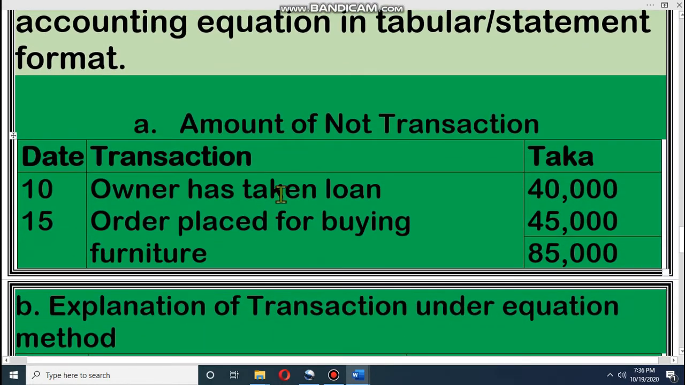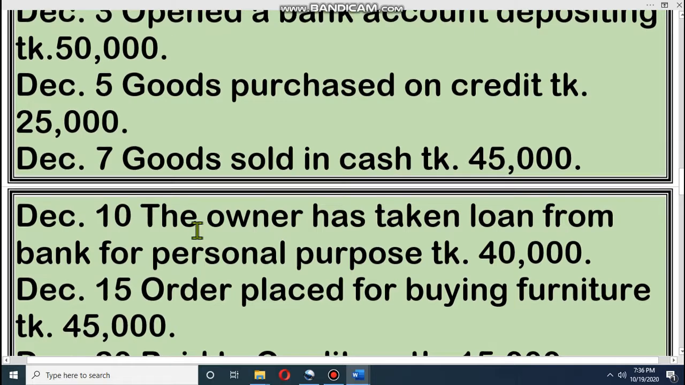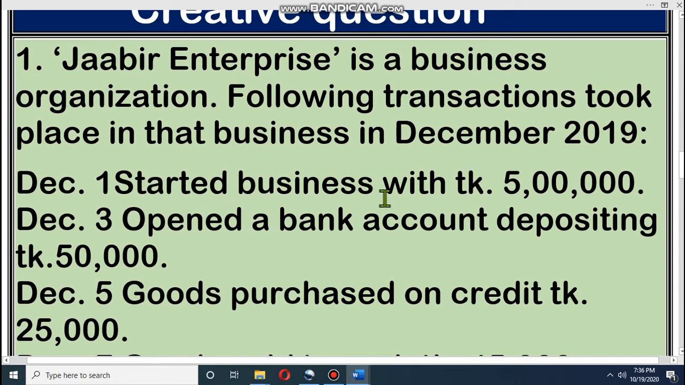At first we have to find the amount of not transaction. This is the box. There are 3 columns: date, transaction or not transaction, and the event, and here we will write the amount. Dear student, let's see the question. Started business with taka 5 lakhs. So this is a transaction. All of you know which one is a transaction.